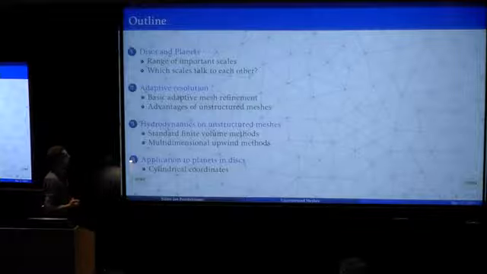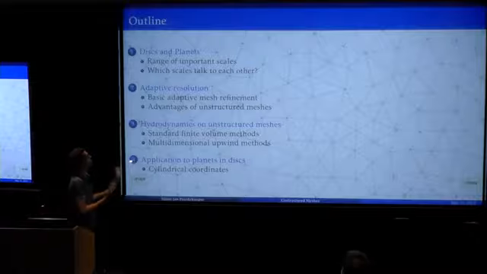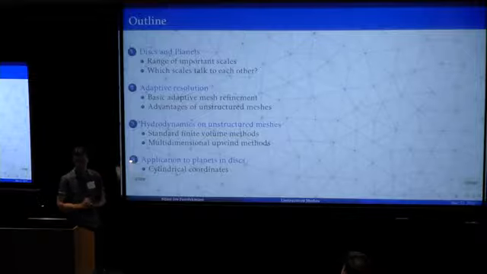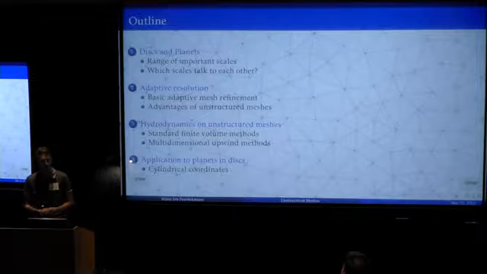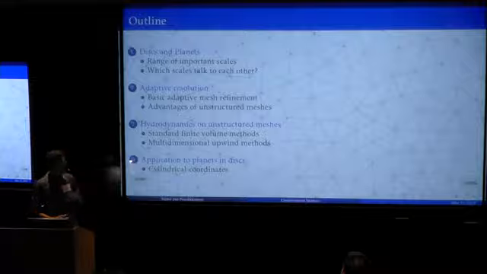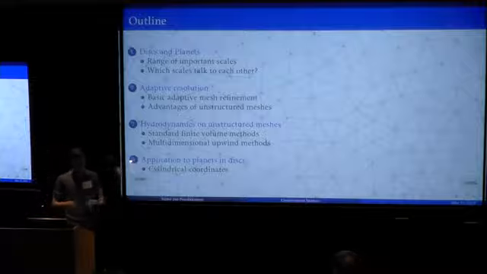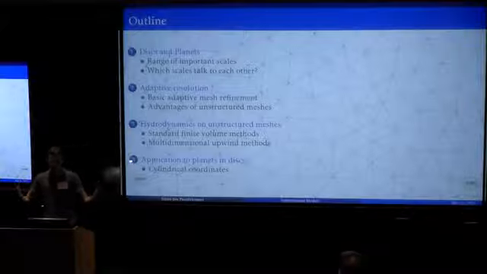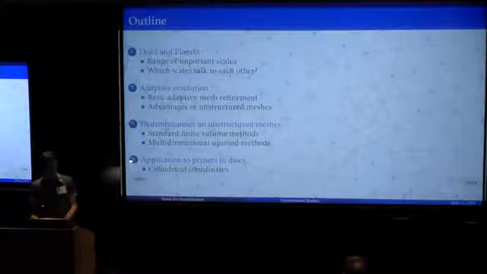And very importantly, which of these scales talk to each other? Which scales do we need to resolve to get reliable answers on the questions like migration and accretion that we're interested in? Of course, we'll very quickly establish that having a large simulation of a disk at a single resolution is not going to cut it. That's going to be way too expensive.